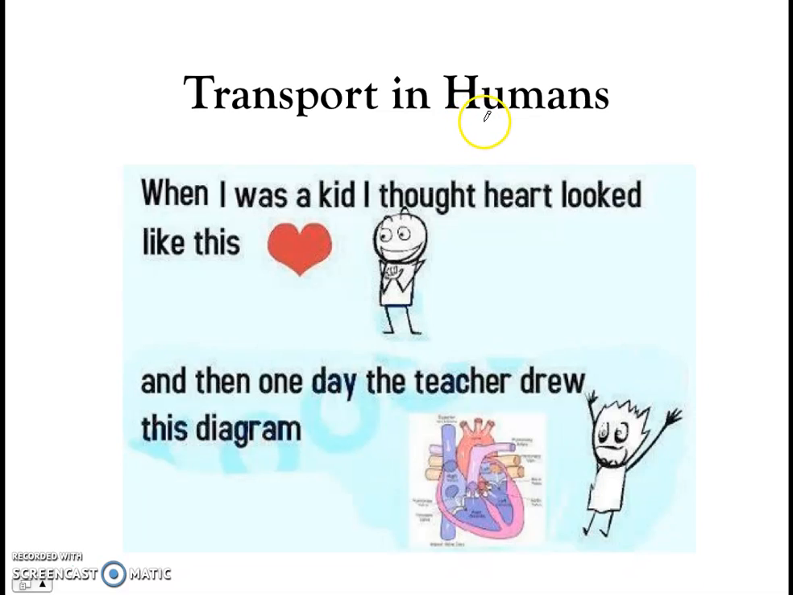Now, it's a big topic, and some people feel a bit like this in the cartoon when they go through this topic. They think, when I was a kid, I thought the heart looked something like this, very innocent and simple, and then one day the teacher drew this diagram. It's so complex. But don't worry, we're going to get our heads around this topic together.